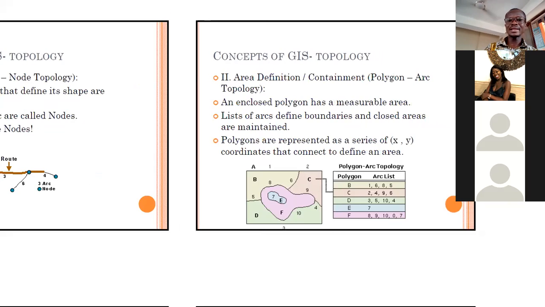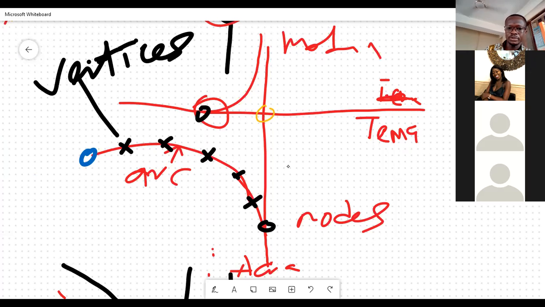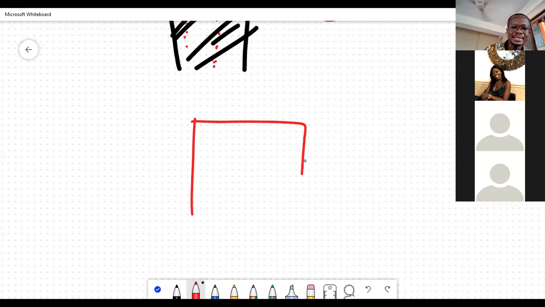So that is the area definition. It's about polygons all the way. It says that an enclosed polygon has a measurable area, and the list of arcs defines boundaries, and enclosed areas are maintained. In other words, a polygon is made up of lines, and these lines or arcs have to necessarily enclose. When they enclose, we can then measure the area of the particular polygon of interest. Is that okay?